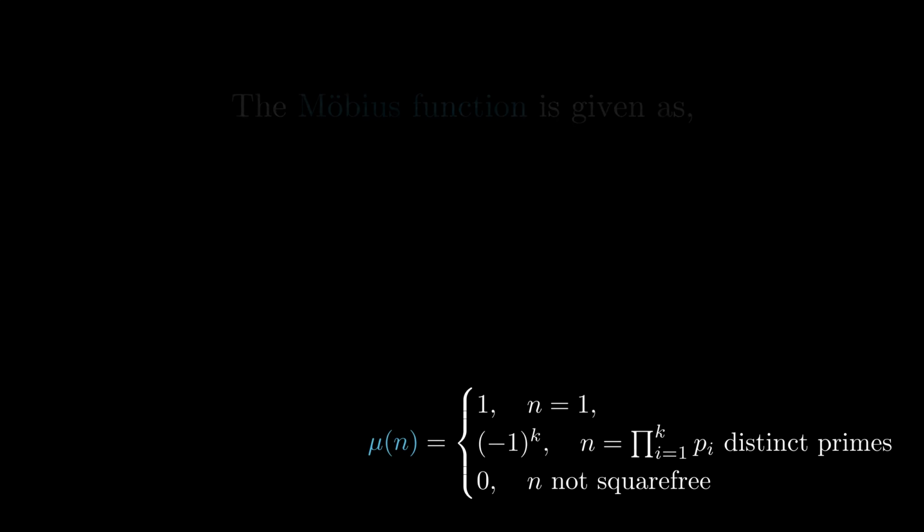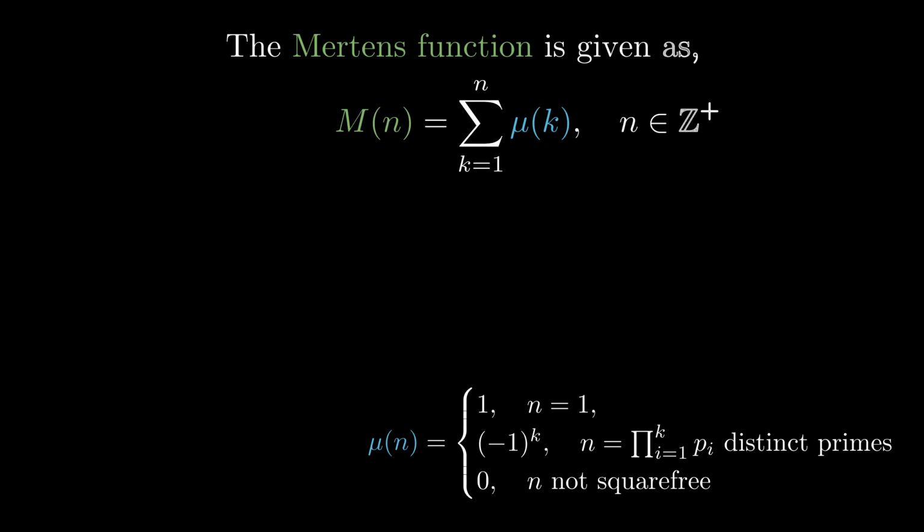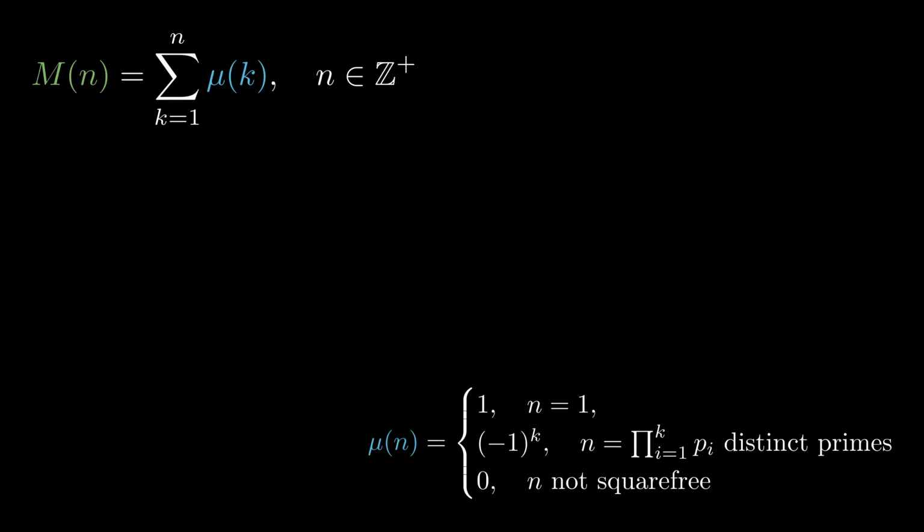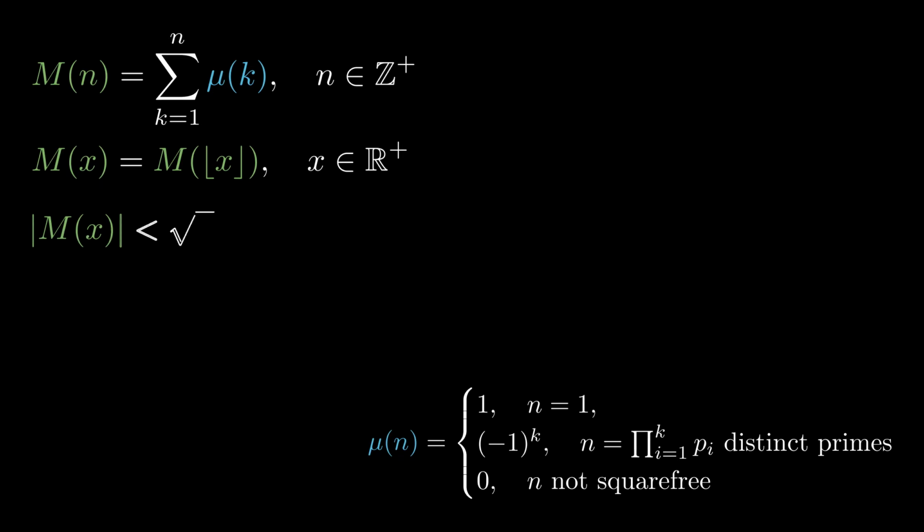We now use the Mobius function to define the Mertens function. For a given positive integer n, the Mertens function of n is the sum of mu k, where k runs over all positive integers less than or equal to n. We can then extend the Mertens function to the reals in a pretty easy way by defining M of x to be M of the floor of x. We now come upon the Mertens conjecture. This is the claim that the magnitude of M of x is always less than the square root of x.